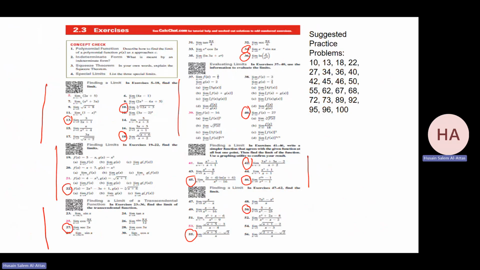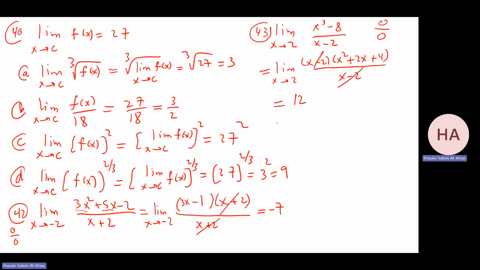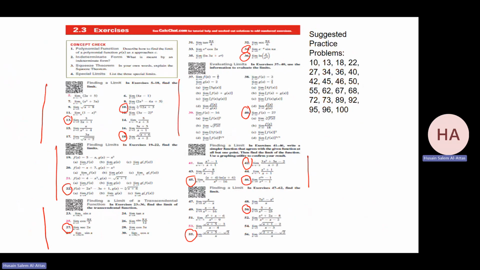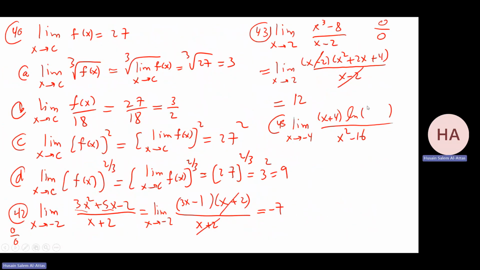Next one is 45. Limit as x goes to minus 4 of (x plus 4) times ln of something over x squared minus 16, then x plus 6. If we substitute, we're getting 0 over 0. The log part is defined, no problem: minus 4 plus 6, ln 2, which is okay.